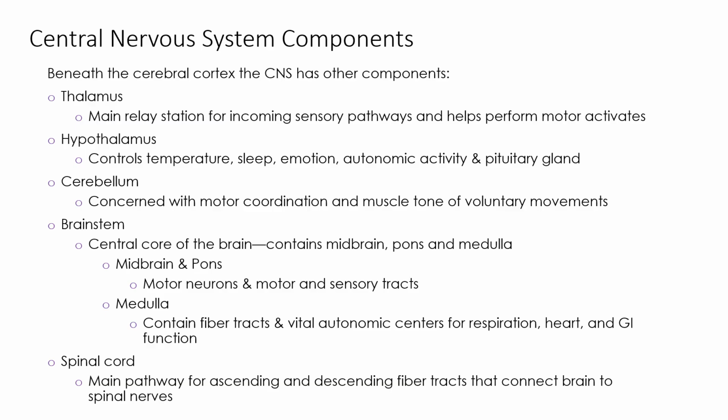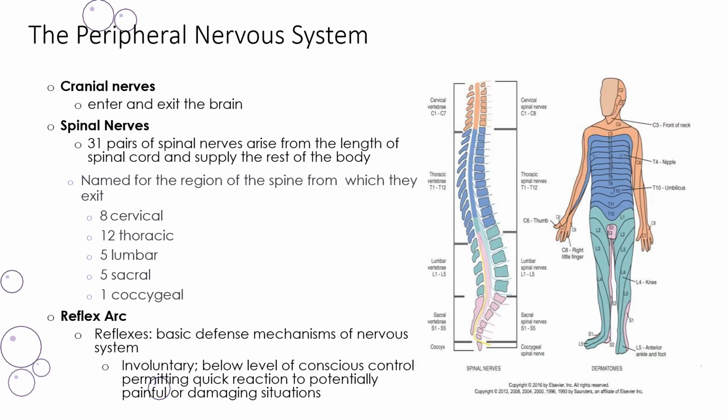The brain stem is the central core of the brain. It contains the midbrain, pons, and medulla. And then the spinal cord. Remember, the spinal cord is the main pathway for ascending and descending fiber tracts that connect the brain to the spinal nerves. This is what I said is like the highway. The cranial nerves enter and exit the brain. The spinal nerves, there are 31 pairs of them.